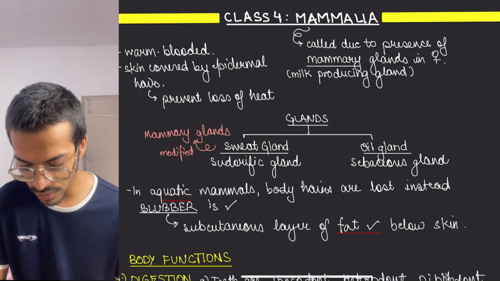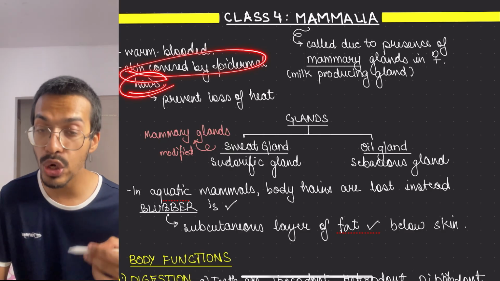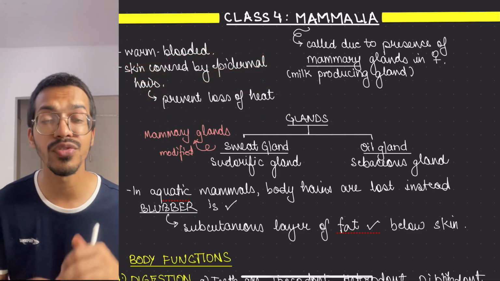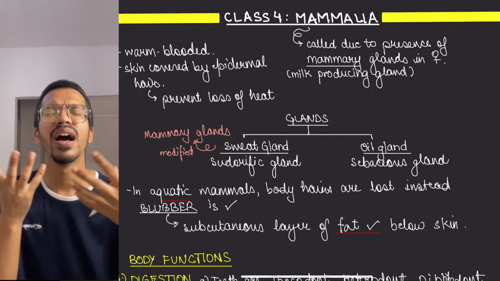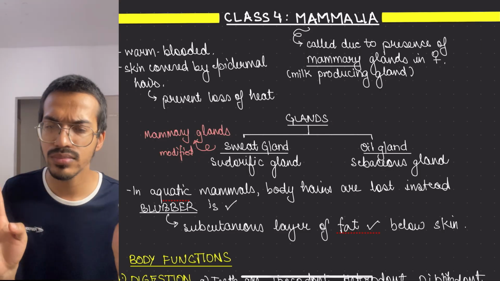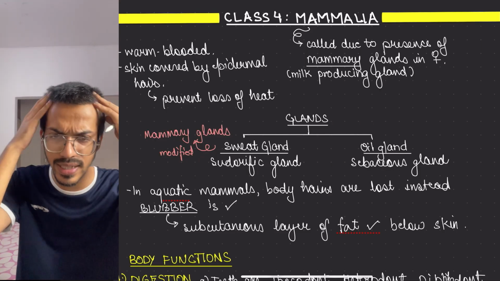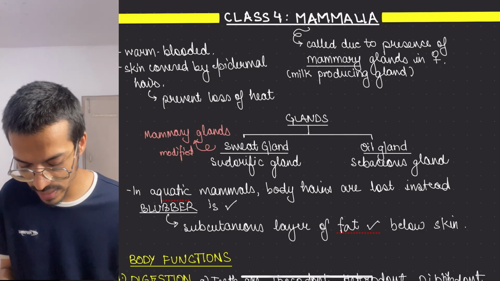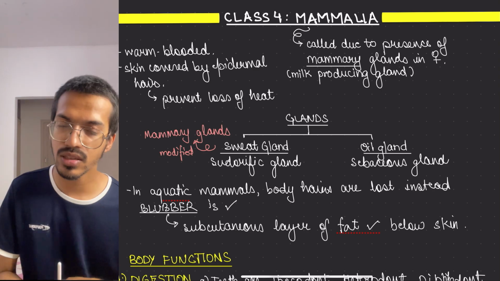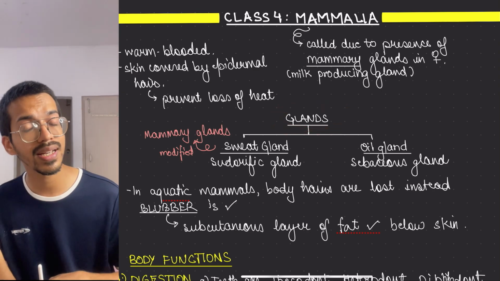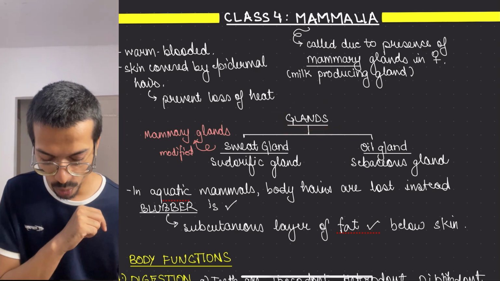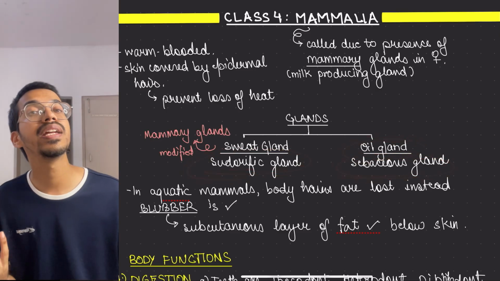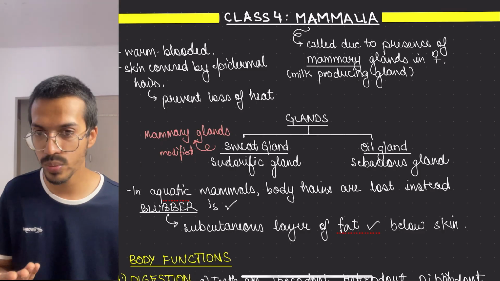Then comes the skin, which is covered with epidermal hairs which prevent the loss of heat. Okay, so hair is also a characteristic feature. More than that, what is a characteristic feature present in this? Ears. Okay, of course exceptions are there, but body hairs, pinna and the mammary glands are characteristic features of that. Next is the presence of two different types of glands, sweat glands and the oil glands. Oil glands are called sebaceous glands, sweat glands are called sudoriferous glands. Mammary glands are a modified type of sweat glands only.